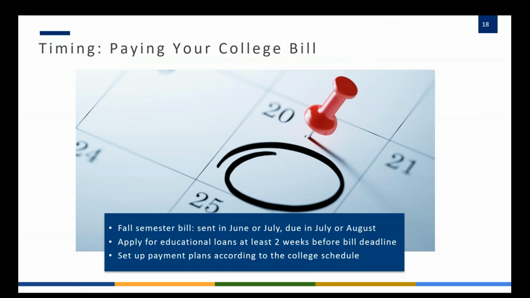So just looking ahead, timing and what families can expect. Typically, the fall semester bill is sent in June or July, and it's due about 3 to 5 weeks later. So they can expect that. It might be an e-bill. Maybe the first year it might be a paper bill. They can download it off the college's web portal. It depends on the school and what their process is.